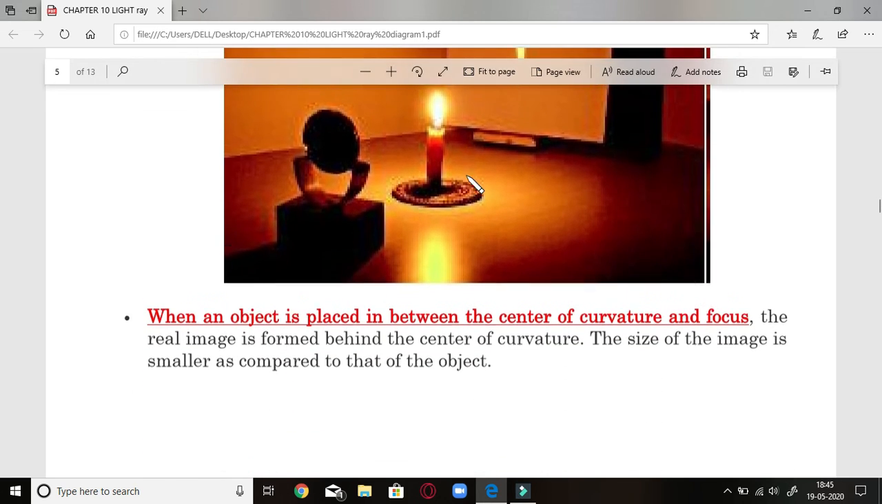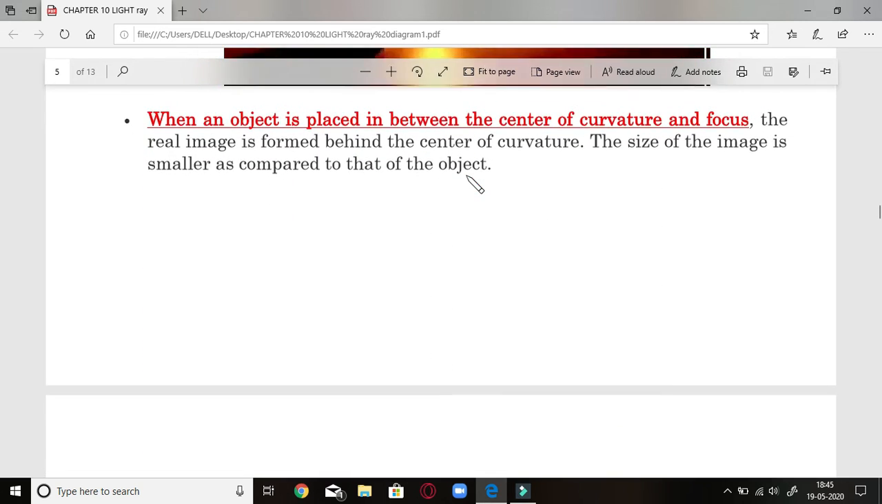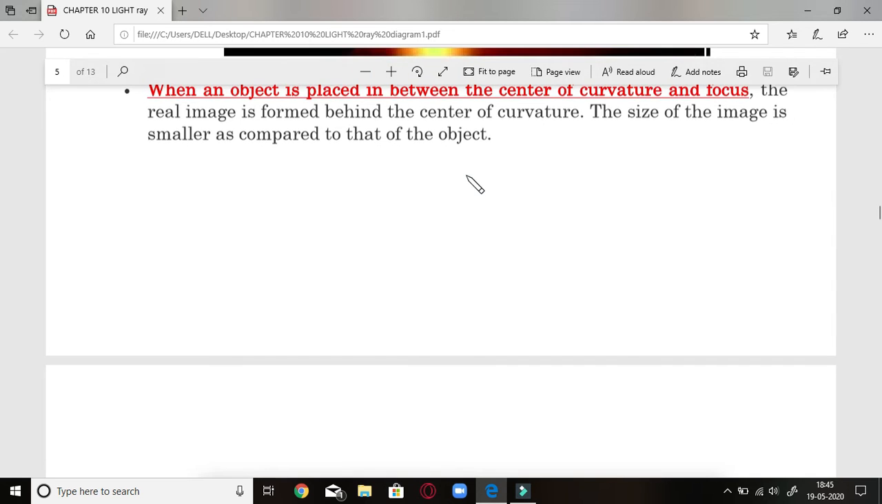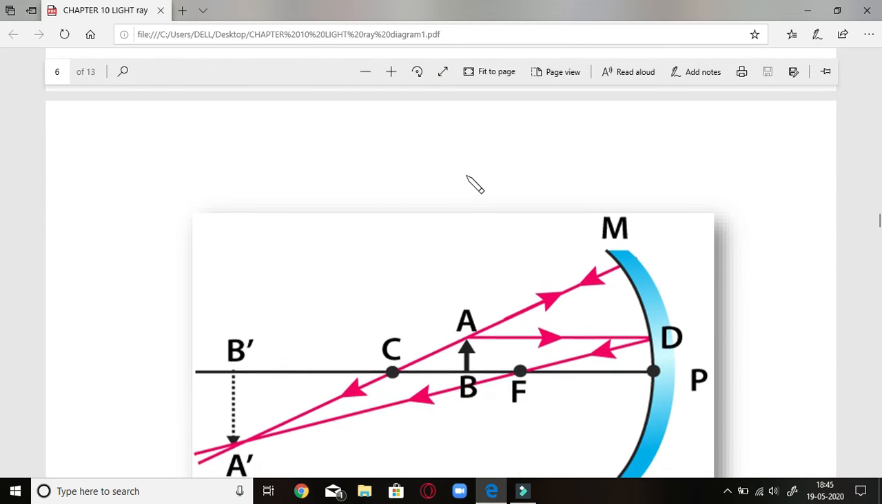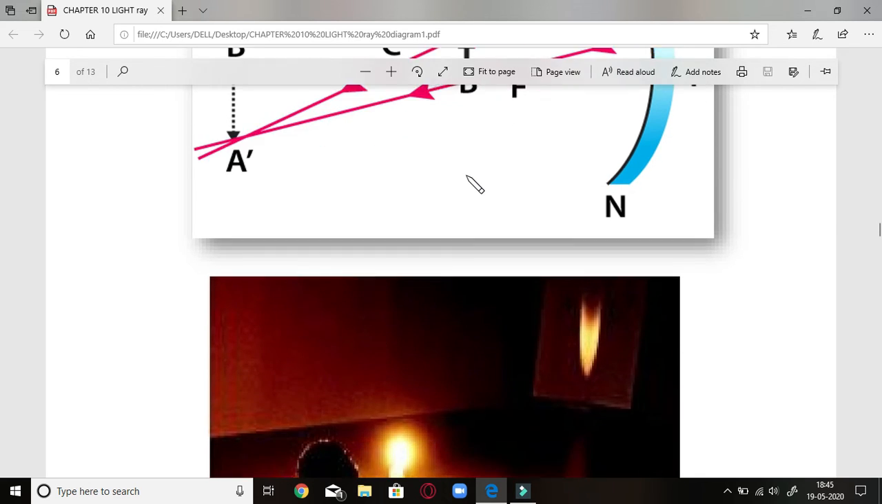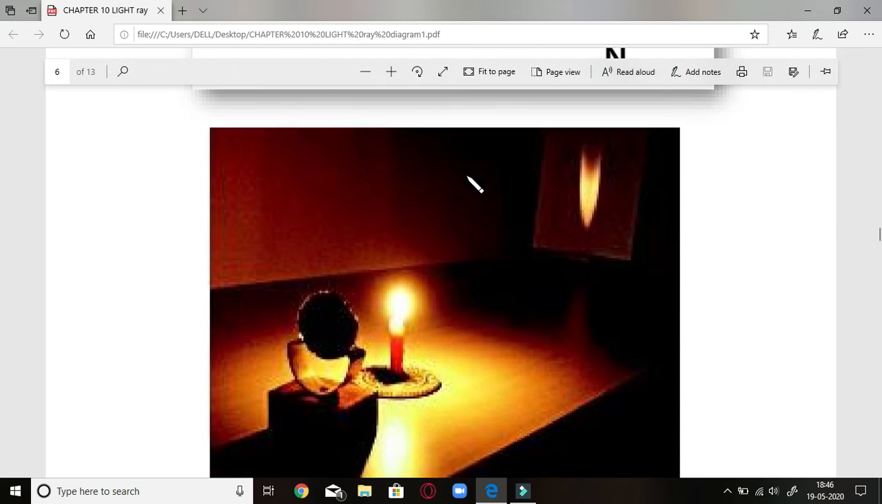Now let us go further. You know that when the object is placed between center of curvature and focus, we have come one step ahead. Now let us see first of all this real-time example where we have taken this object near to the concave mirror, that is between center of curvature and focus.